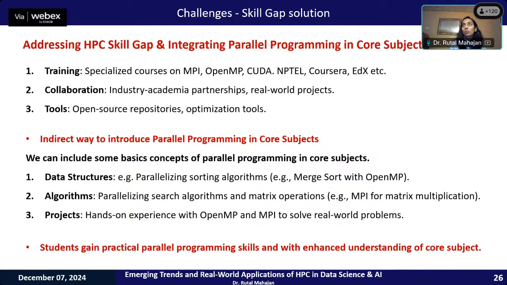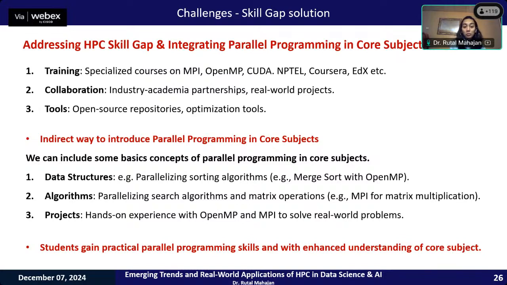The tools, open source repositories and optimization tools should be developed. Just in a previous session, I'm so glad to say that Dr. Vamshi Krishna sir has also shown the GitHub repository regarding how we can use CUDA programs to learn about CUDA, the various courses and his resources on that. So that kind of tools and open source repositories should grow to fill this skill gap.